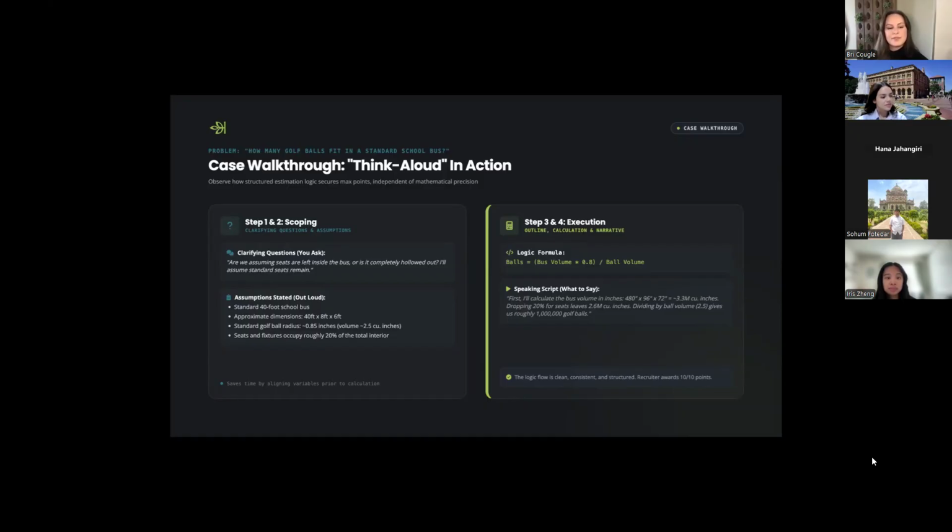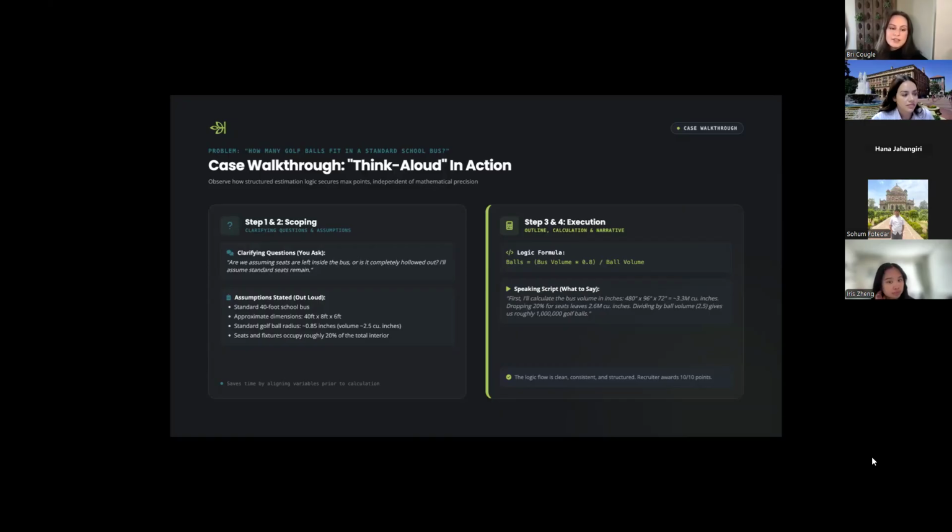So here are steps 1 and 2, the scoping, so clarifying the question and the assumptions. So are we assuming seats are left inside the bus or is it completely hollowed out? I'll assume standard seats remain. Again, pause. They'll say, oh, actually, the bus is hollowed out, or something like that to really clarify the prompt. And that also shows that you're thinking critically about, okay, what are all the scenarios before I calculate this? I need to have the right mind frame before I can move forward.